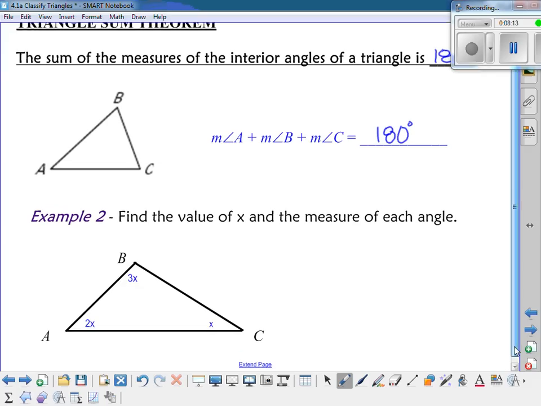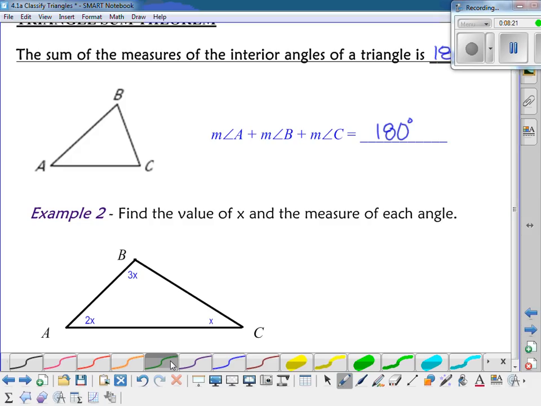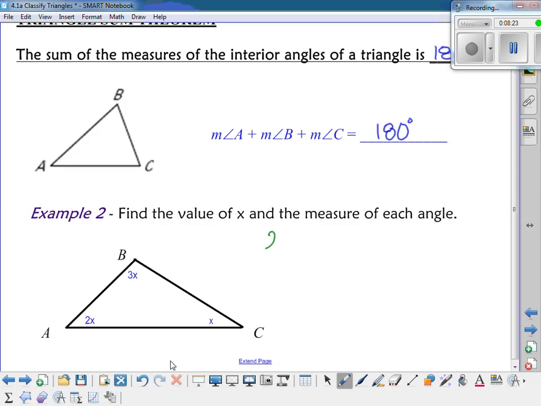So in example 2 here, we've got a triangle with some algebraic expressions for the angles. I know that if I add up the angles, the 2x, the 3x, and the x, then they have to equal 180 degrees. So if I combine my like terms, I get 6x equals 180, and then you just divide by 6, I get x is equal to 30.